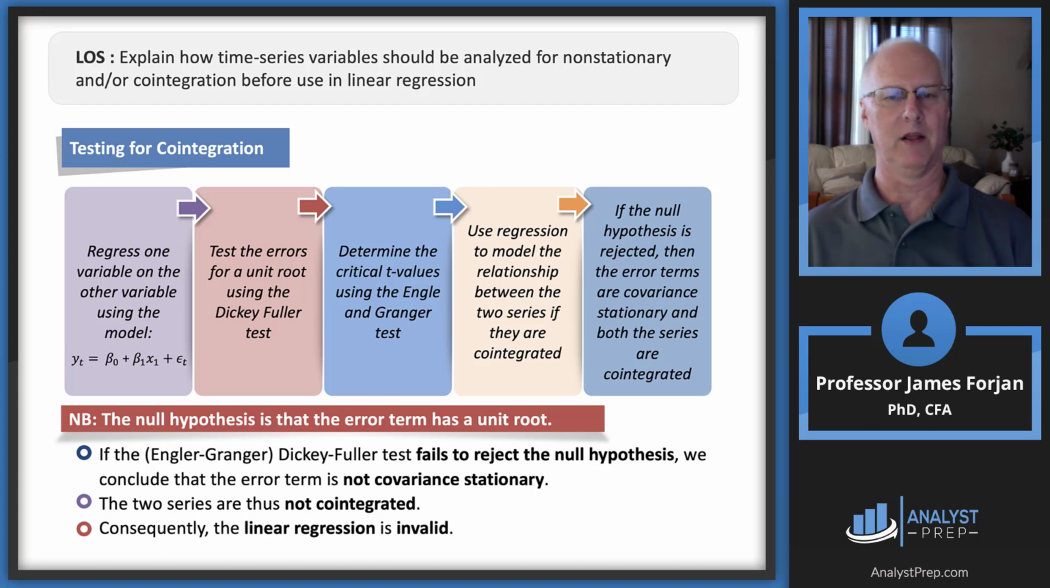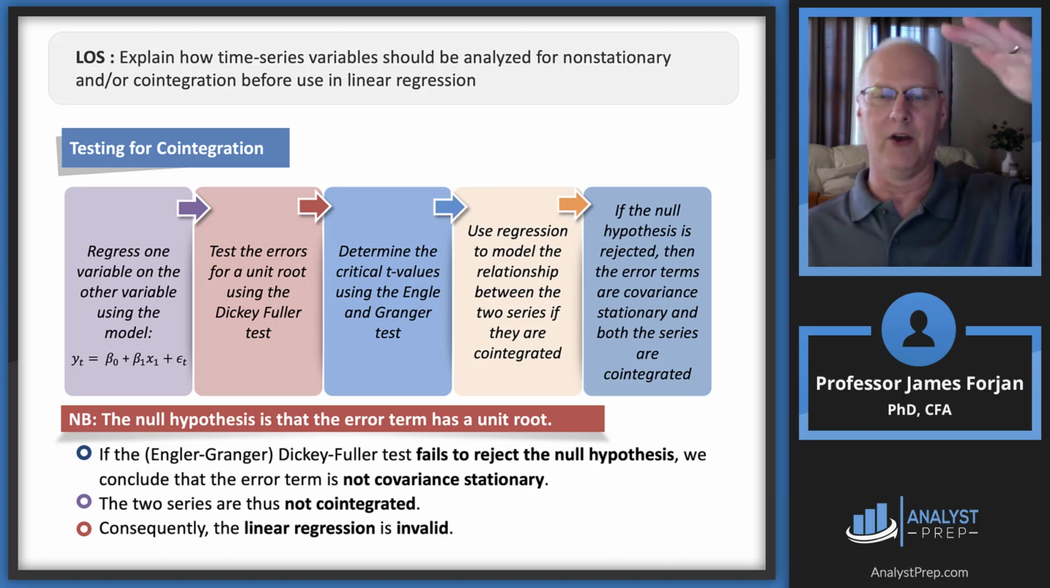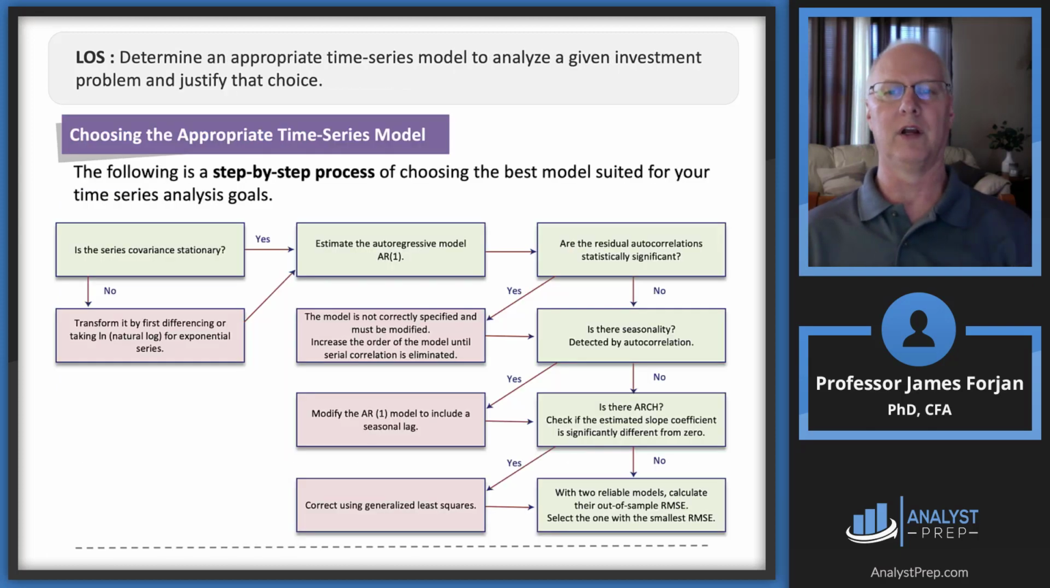So look at the bottom there. If either one of these tests fail to reject the null hypothesis, we can conclude that the error term is not covariance stationary. The two series are not co-integrated, and then linear regression, any kind of inferences that we want to make, are not going to be valid. So work your way through and understand covariance stationarity, and then co-integration, and then the conclusion of your hypothesis test. And I think this is a super helpful final slide.